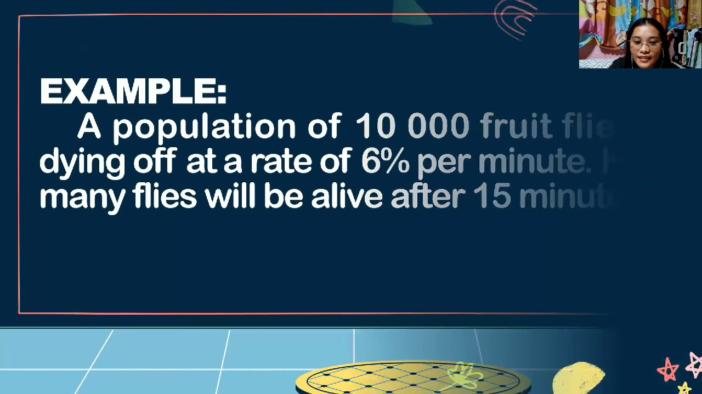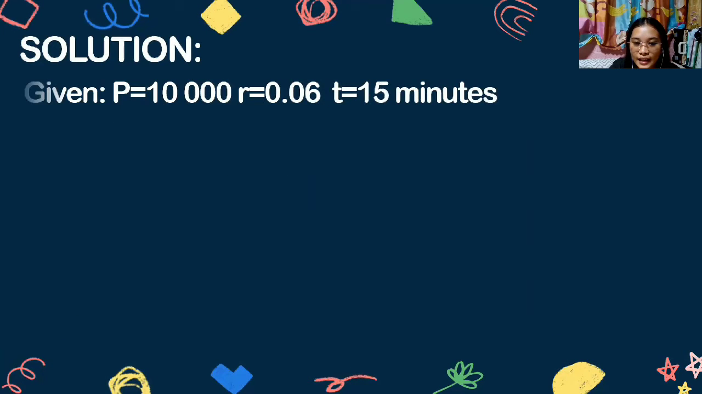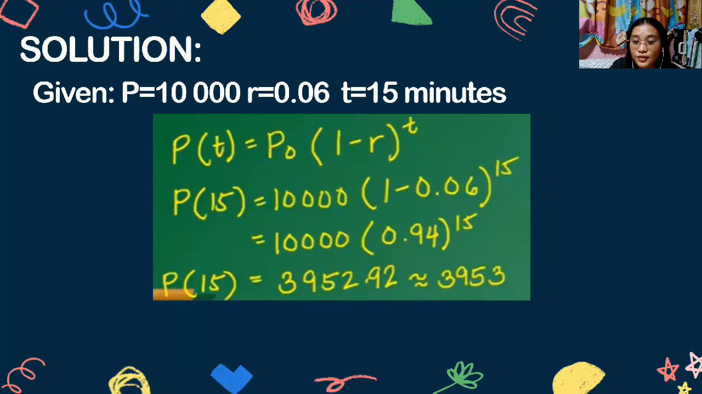So first, let us have the given values. We have the initial value of fruit flies, P sub 0 equals 10,000 fruit flies. We also have the rate of decrease, which is 6% per minute or 0.06, and we also have the time, which is 15 minutes. Following the formula for exponential decay, we have P of t equals P sub 0 times (1 minus r) raised to t.